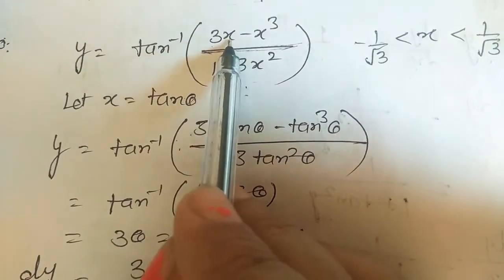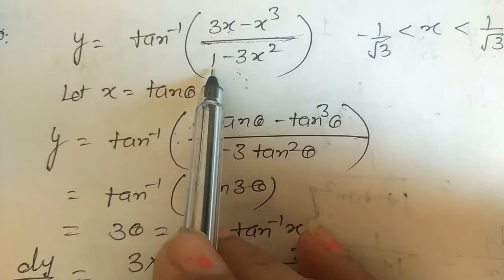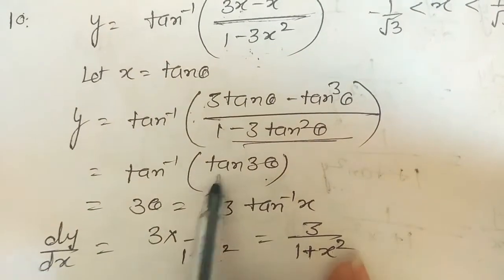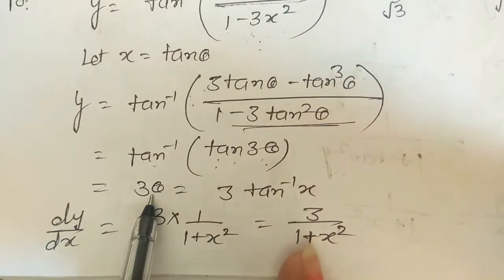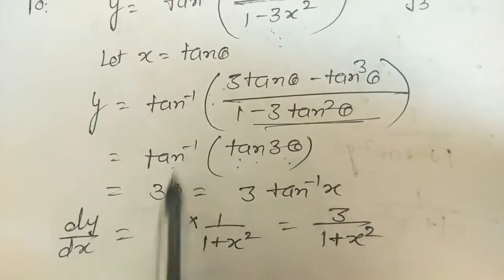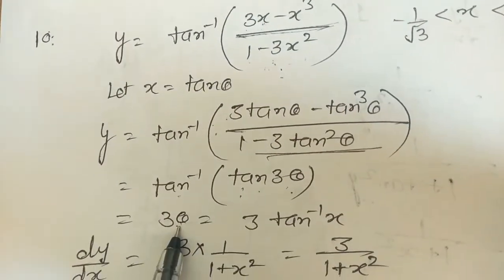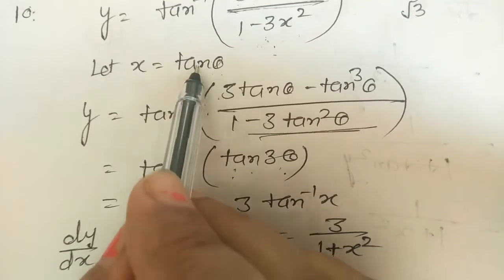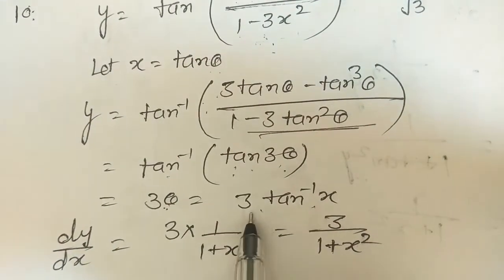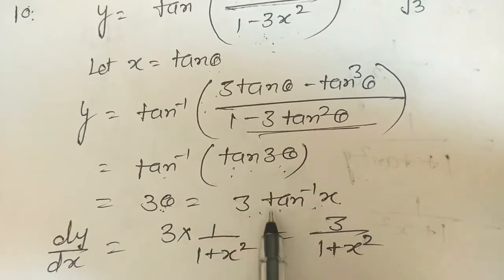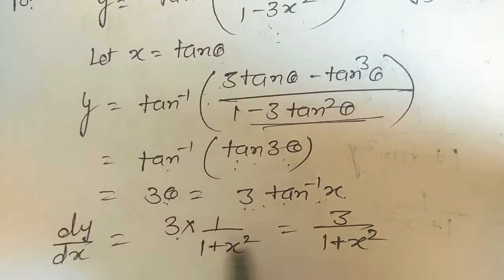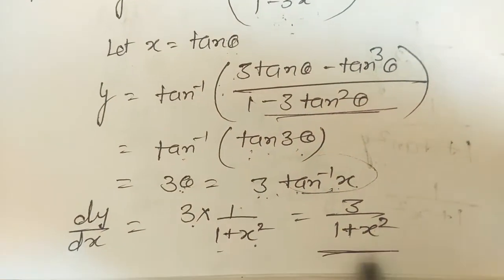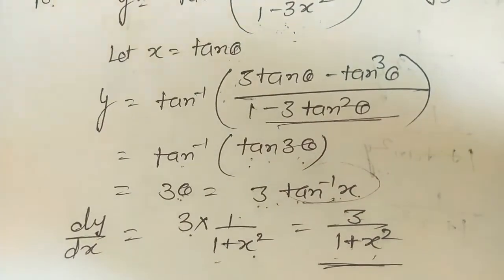So 3 tangent theta minus tangent cube theta upon 1 minus 3 tangent square theta. This is the formula of tangent 3 theta. Tangent inverse cancels with tangent, and we get 3 theta. The question is in x form, so we will write it in x form. We took x is equal to tangent theta, so theta is equal to tangent inverse x. So it is 3 tangent inverse x. What is the derivative of this? 3 is a constant, and the derivative of tangent inverse is 1 upon 1 plus x square. So the answer is 3 upon 1 plus x square.